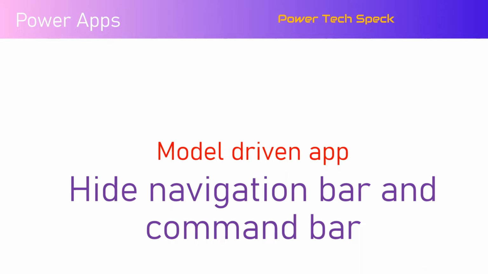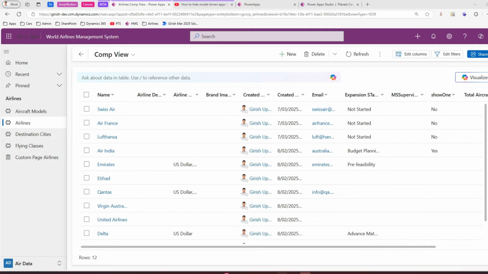Now, if it's just a listing of the record content, then it is always advisable to just list out the content rather than showing all the available commands within your application to the end user. So it gives you a more intuitive look for the user, a cleaner look, a more user friendly look. So if that's the case, then you can go ahead and use that as an option to hide your navigation bar and command bar.